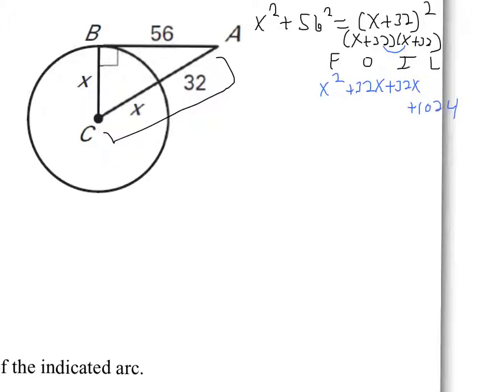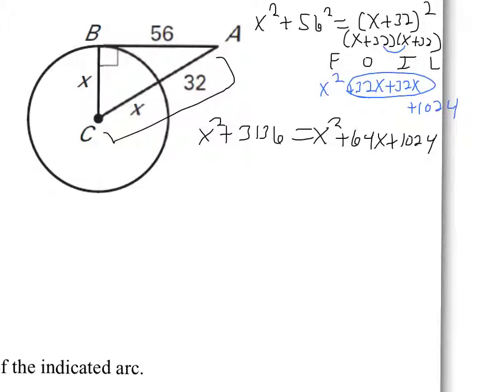Okay, and you notice these two terms can be combined. Usually when we FOIL, we can combine some terms. So the right side of this equation is going to say x squared plus 64x plus 1024. On the right side, we still have x squared. What's 56 squared? It is 3,136. So this is very similar to the last one. We can take away x squared from both sides, and that's very convenient because they'll both go away, and now there's only a single x left in this problem. That makes it a lot easier to solve.